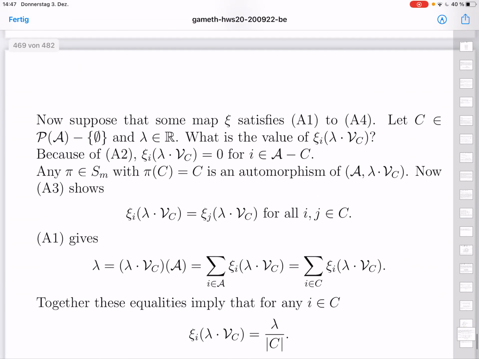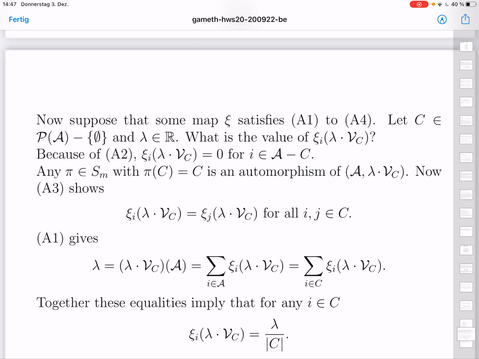Now we want to show that it's the only map which satisfies all 4 axioms. So we suppose that we have some map psi from the set of collision valuations to the vector space R^M, which satisfies A1, A2, A3 and A4. And we have to show now that this psi is equal to psi upper index B.